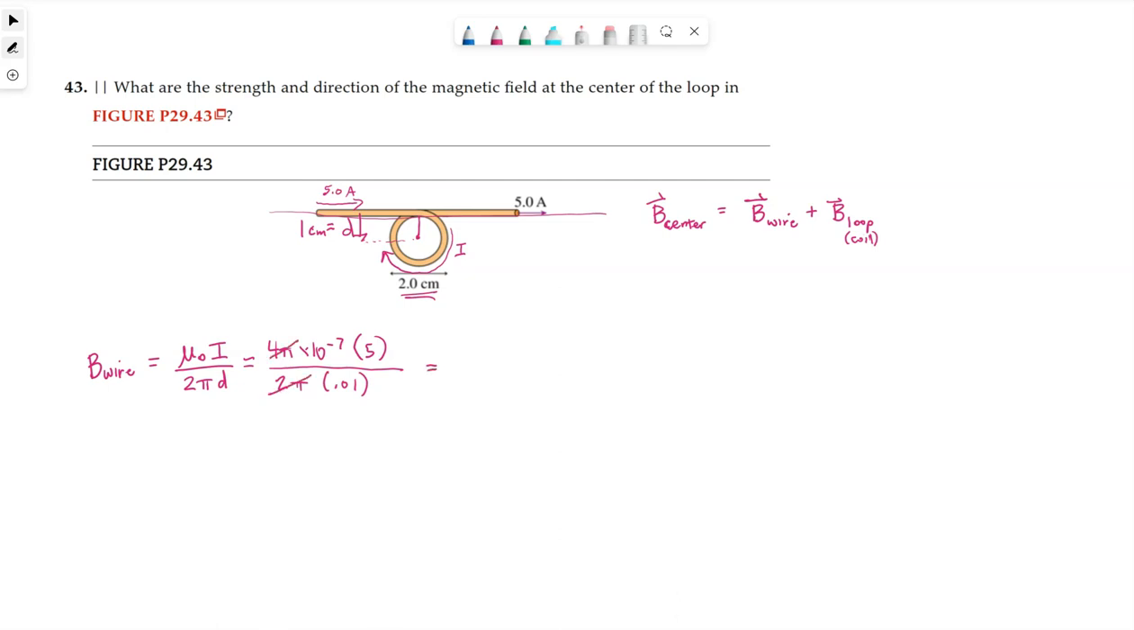The 2 pi's will simplify, so I end up with just 2 times 10 to the negative 7 on the top. I'm getting 1 times 10 to the negative 4 Teslas. Now we do need to know the direction as well, because when we add these vectors up, we have to account for their directions in the process.